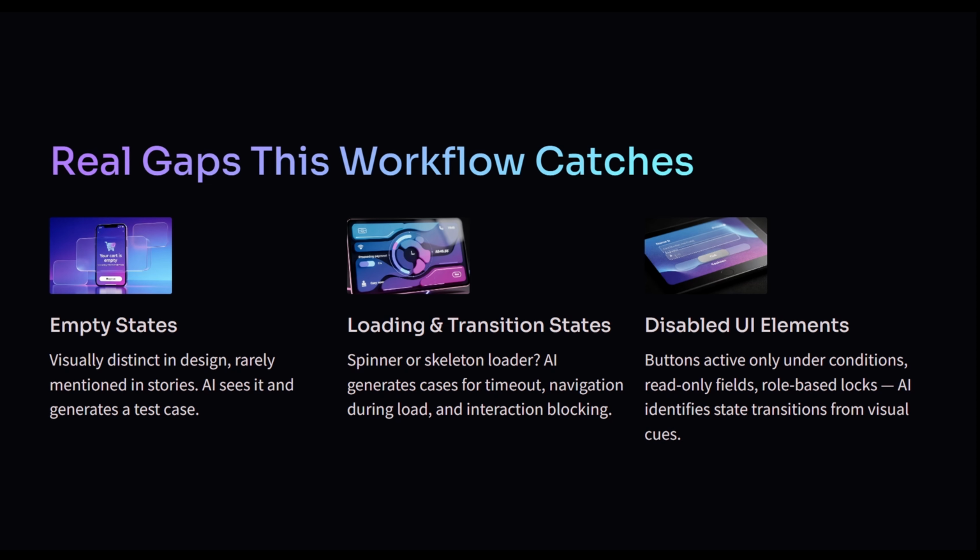Disabled UI elements. Buttons that are only active under certain conditions, form fields that lock after submission, sections that are read-only for certain user roles. The AI identifies these from visual cues in the design and generates coverage for the state transitions. These are consistently the categories where manual test case writing from requirements leaves gaps. Visual AI analysis closes these gaps at the source.